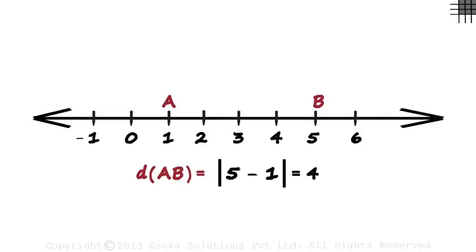We should also know that the distance between points A and B is the same as length of segment AB. So length of segment AB in this example is 4 units.